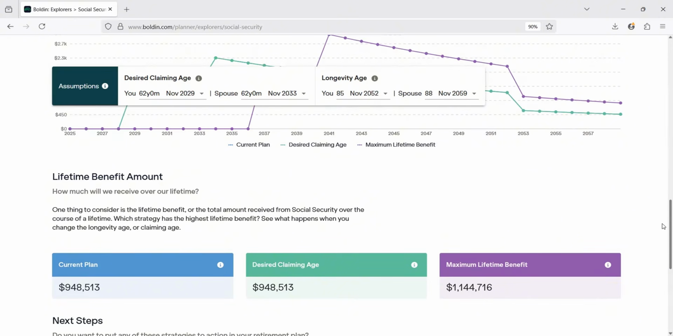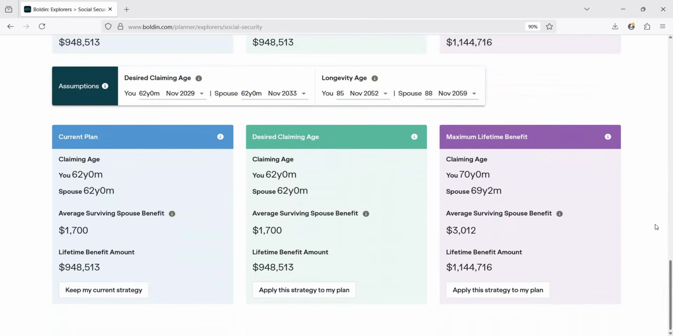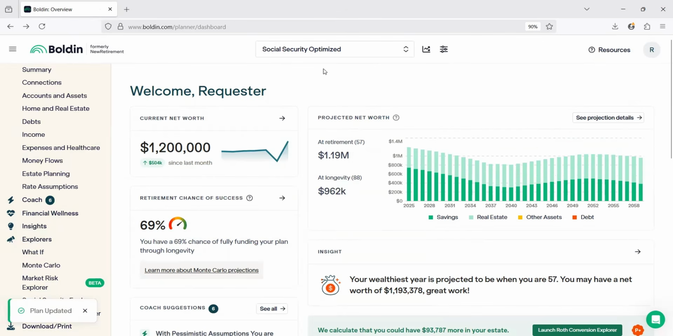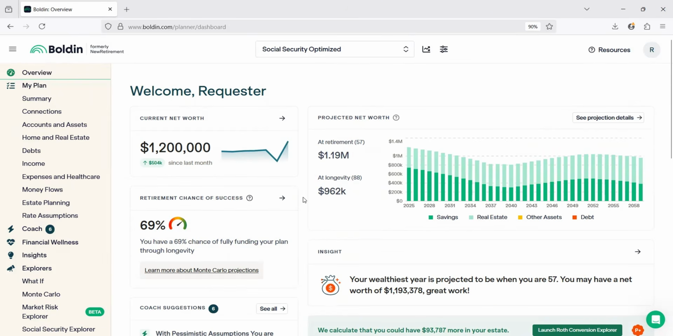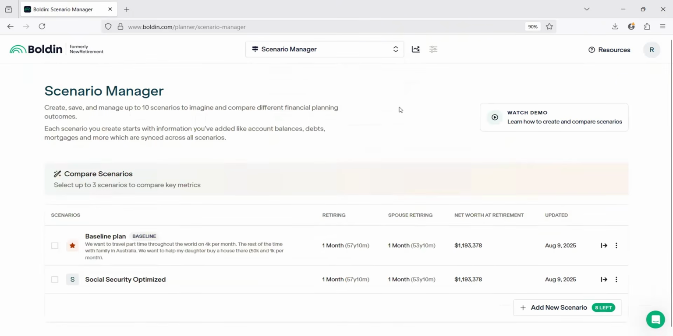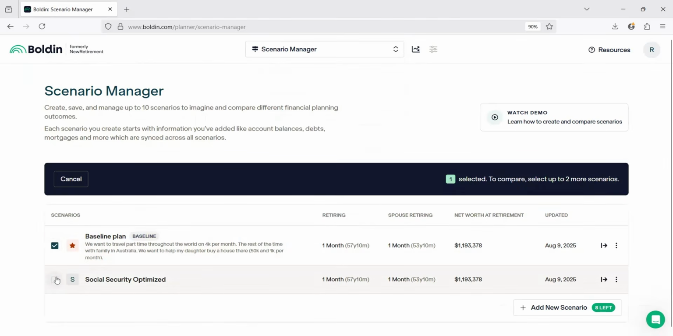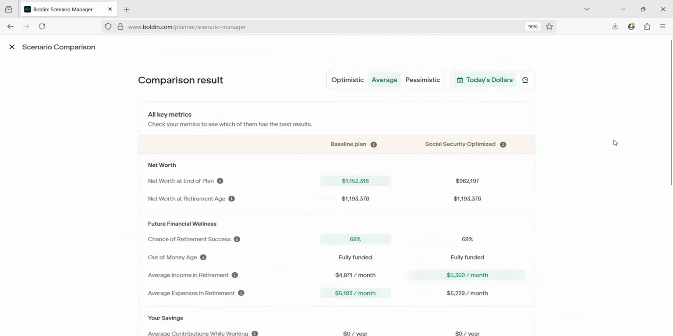So let's look at the summary. Okay. So we're going to go ahead. Here they give you the summaries of what we've already seen. And then it gives us the option to apply a strategy to your plan. So I'm going to go ahead and apply the maximum lifetime benefit to my cloned plan titled Social Security Optimized. Your chance of success does not change. However, I'm going to do a little comparison here just to show you that you can do this.